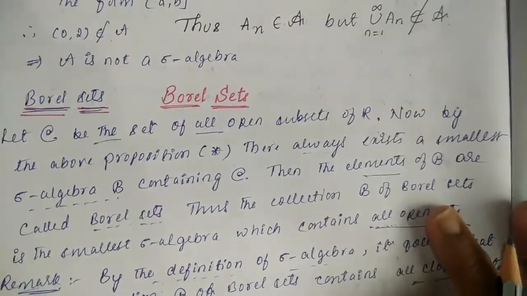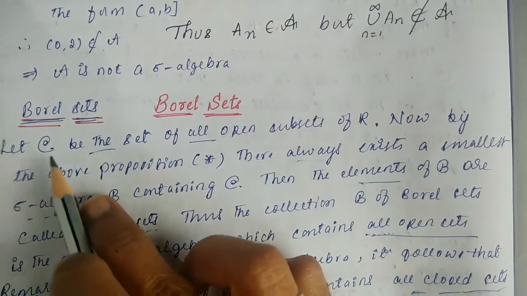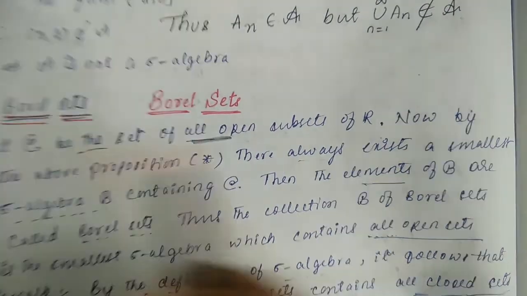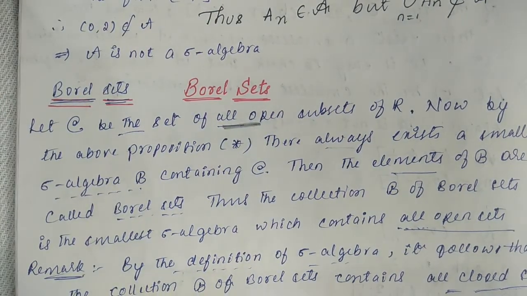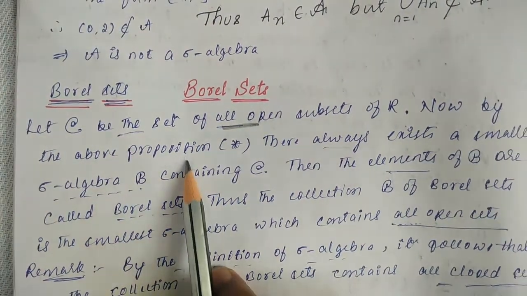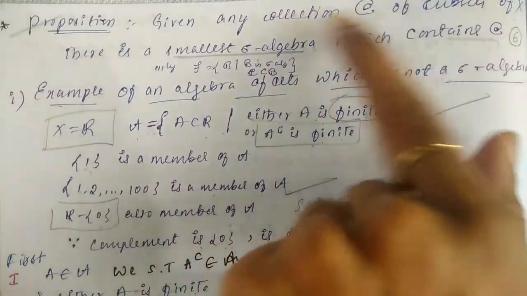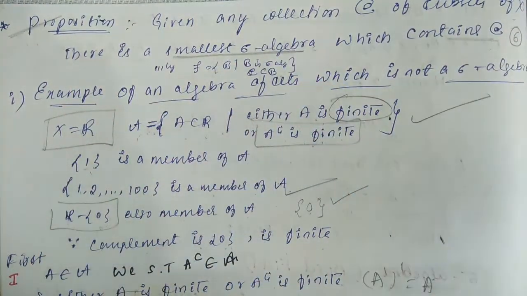Next concept, Borel sets. What is the definition of a Borel set? Here, let C be the set of all open subsets of R. Here I am considering the collection C to be the set of open subsets of R. Now, by the above proposition, what do we get? What does that proposition say? Given any collection C of subsets of X, there is a smallest sigma algebra which contains C.